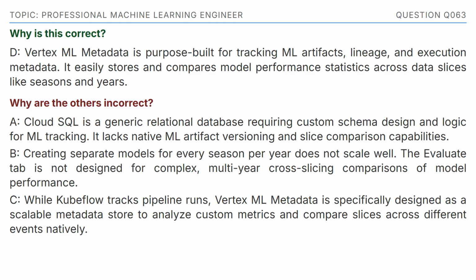Vertex ML metadata is purpose-built for tracking ML artifacts, lineage, and execution metadata. It easily stores and compares model performance statistics across data slices like seasons and years. Why are the others incorrect? A. Cloud SQL is a generic relational database requiring custom schema design and logic for ML tracking. It lacks native ML artifact versioning and slice comparison capabilities.